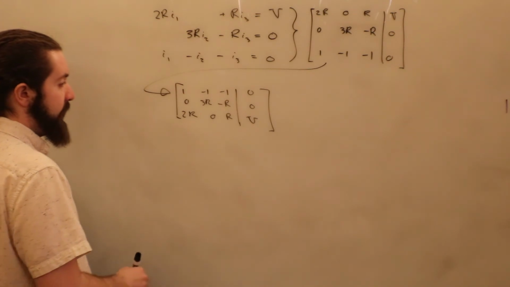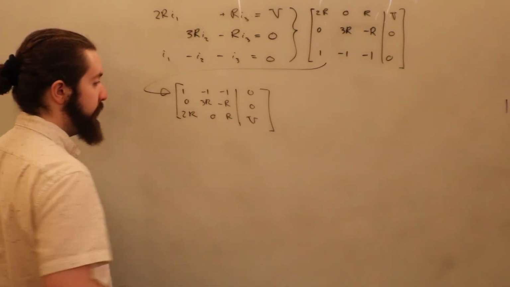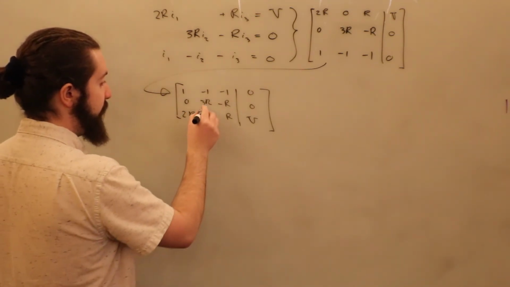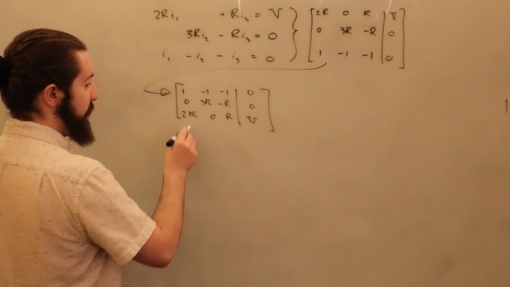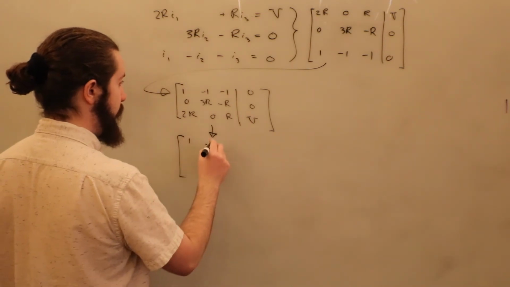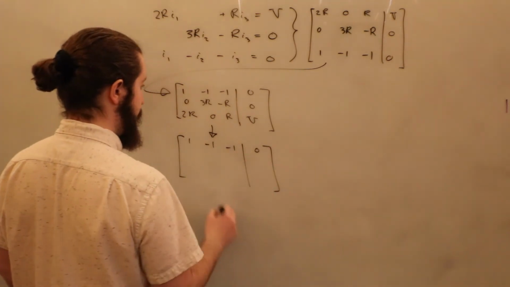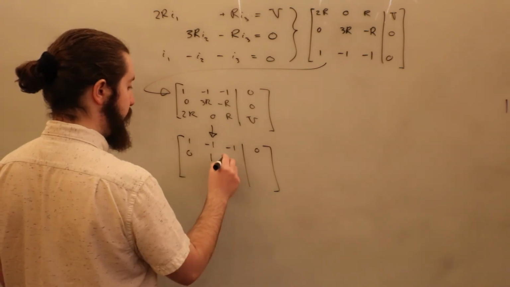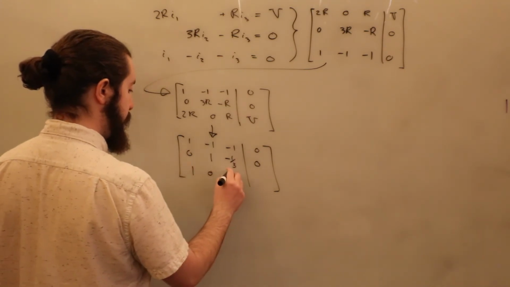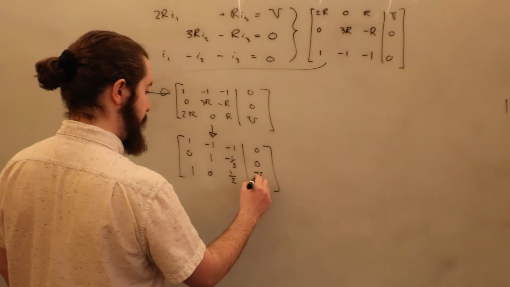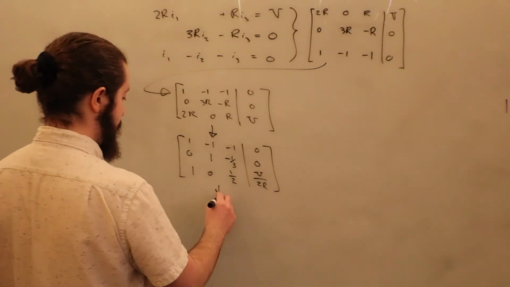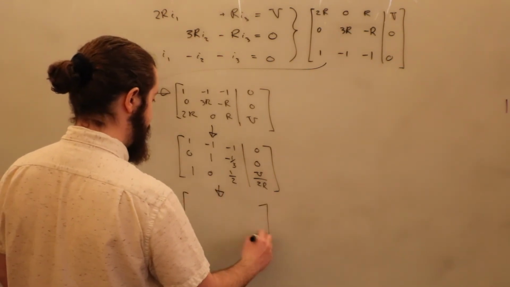All right. Now let's multiply rows 2 and 3. We're going to do two steps at once here, by a non-zero constant. Namely, we're going to divide row 2 by 3R, and we're going to divide row 3 by 2R. So if we do that, we'll have 1, negative 1, negative 1, 0. 0, 1, negative 1/3, 0, and 1, 0, 1/2, V over 2R. You follow? All right. So now, for the next step, what shall we do?